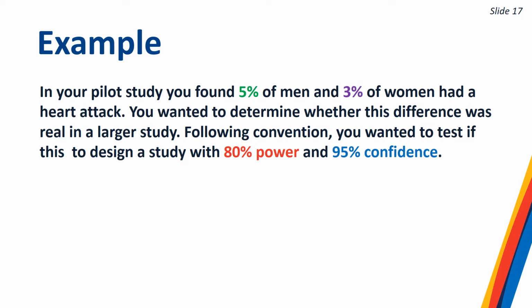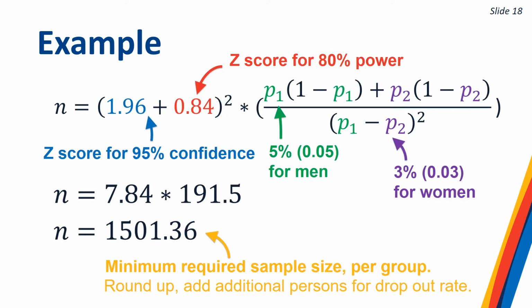And so on slide 18, you can see that this is basically the same as the last, just plug and go. It's dependent on the confidence level there in blue, the power level there in red, and the proportions of interest. In this case, we're converting 5% to its decimal representation, which is 0.05, and 3% to 0.03. We're plugging all those values in, and we get this big value, 1,500 people, as the required sample size. Now that's quite large, and this is not even accounting for the dropout rate and roundup rate.